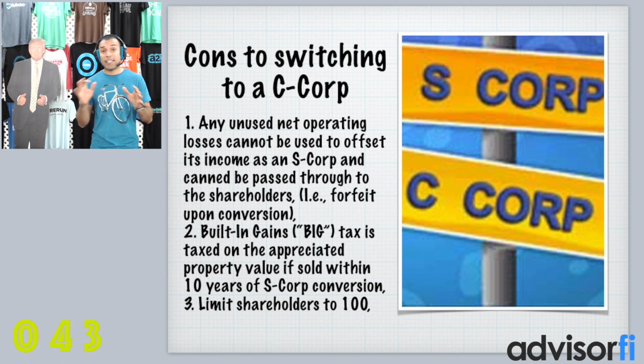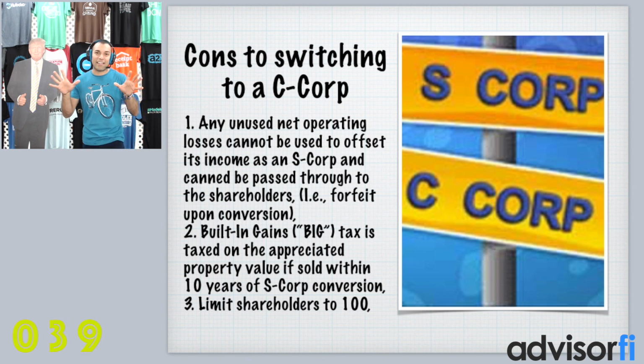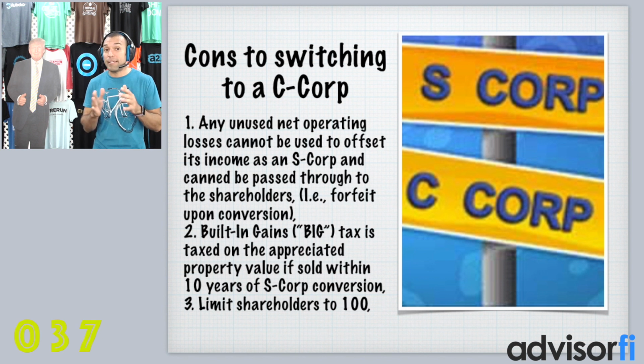Number 2, this is a little technical. I'm going to add some links in the description below. And number 3, one of the ones that sticks out like a sore thumb, is S-Corporations limit shareholder ownership down to 100. So those are the cons.